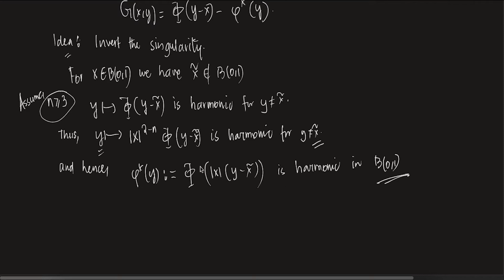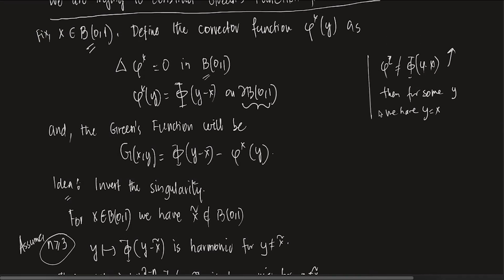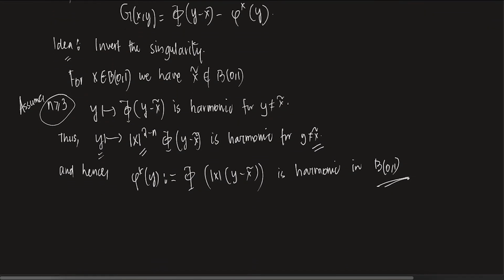Now, you may ask what's the point of multiplying by mod x to the power 2 minus n? Phi of y minus x tilde is actually harmonic in B01. You are right there. But the problem is, if I don't do that, it is true that capital Phi of y minus x tilde will be harmonic in B01. But I also have to have that phi x of y equals phi of y minus x on the boundary. So this I need to calculate. Yes, so for that, what I am going to do is this.